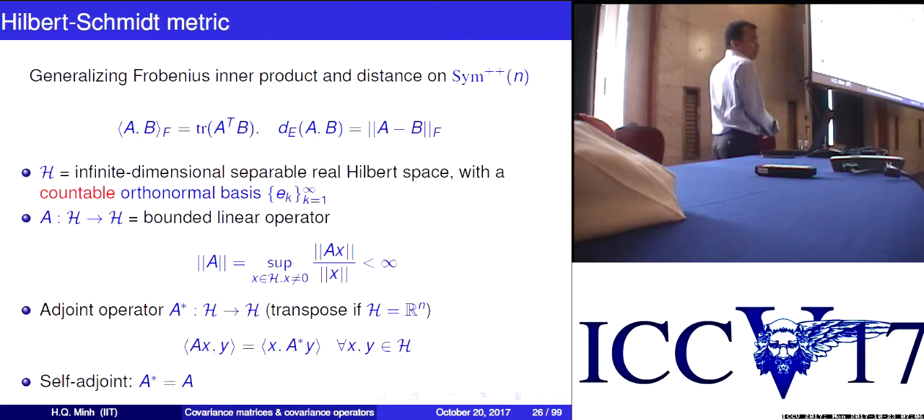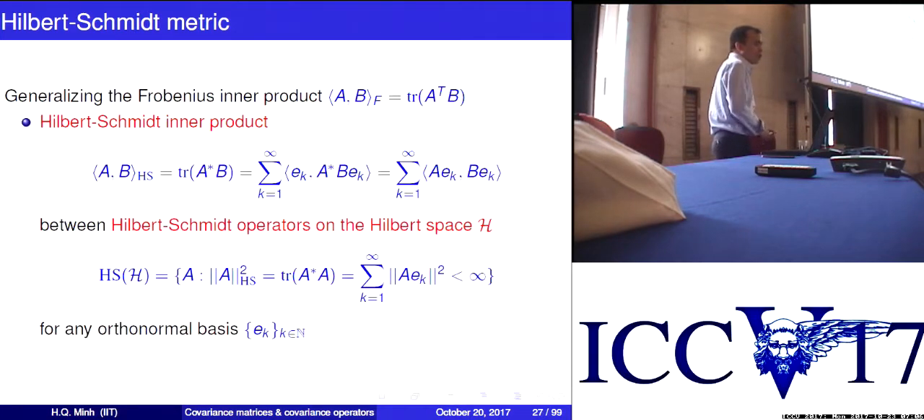So we can think of it as an infinite matrix, and H is like l squared, the space of square-summable sequences. The operator is bounded in the sense that the supremum of the norm of AX over unit X is always less than infinity, less than a constant. Its adjoint is basically just the transpose, and it's self-adjoint when A star is equal to A. So the generalization is called the Hilbert-Schmidt inner product. Instead of the trace of A transpose B, we have the trace of A star B, where A star is the transpose.